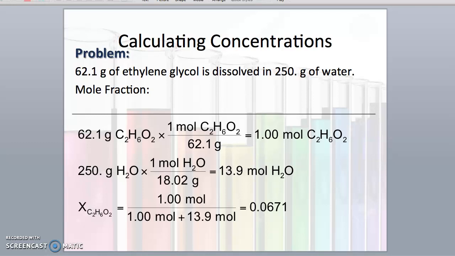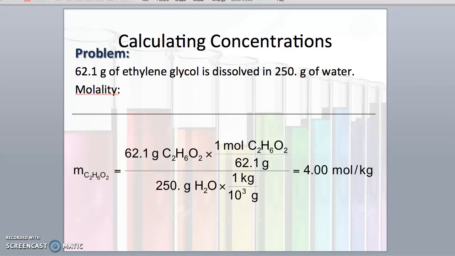And there we have it, 0.0671. So that's the mole fraction of the ethylene glycol. If I wanted the mole fraction of the water, I could simply take 1 minus 0.0671, or I could just put the moles of water in the numerator divided by the total moles. So that would be 13.9 divided by 14.9 to get that result.